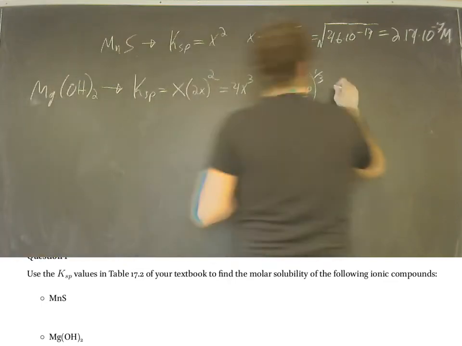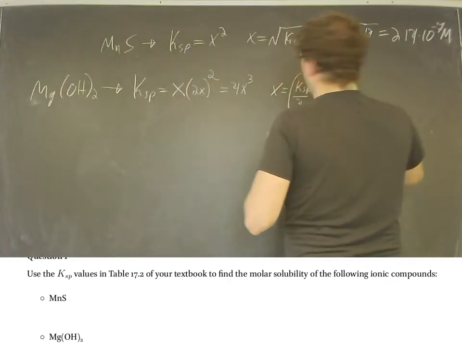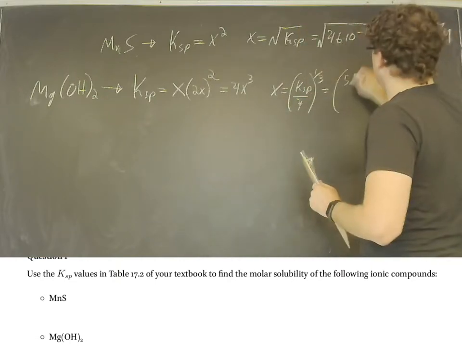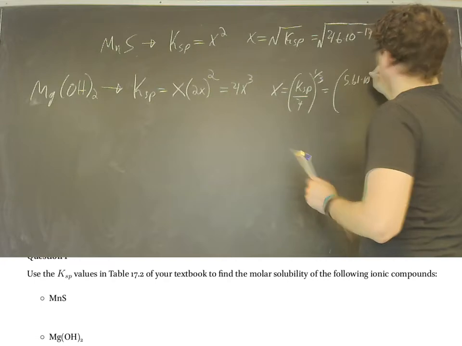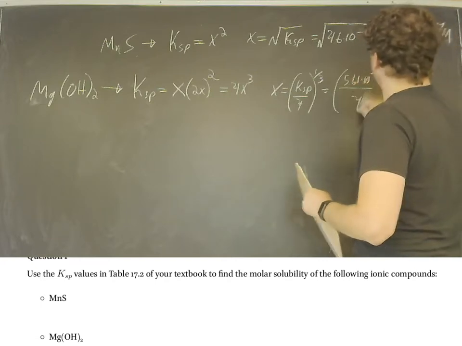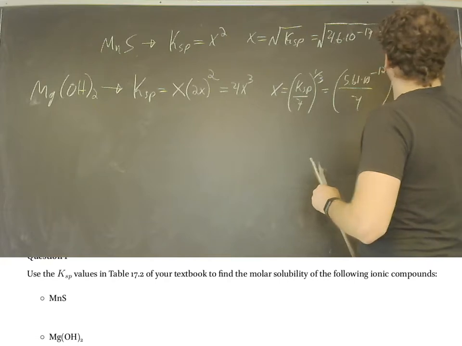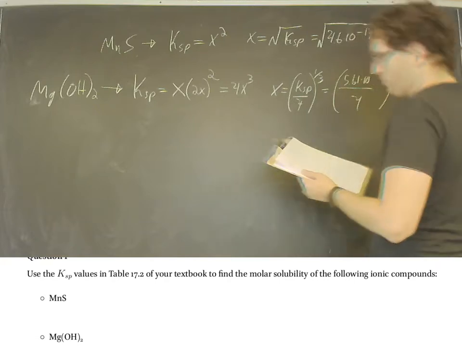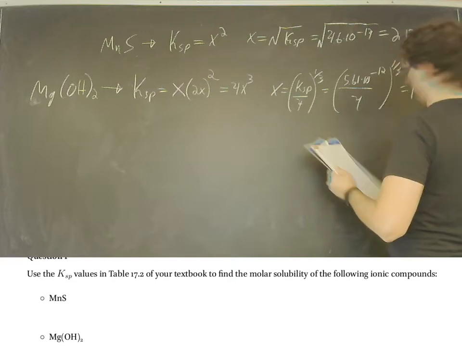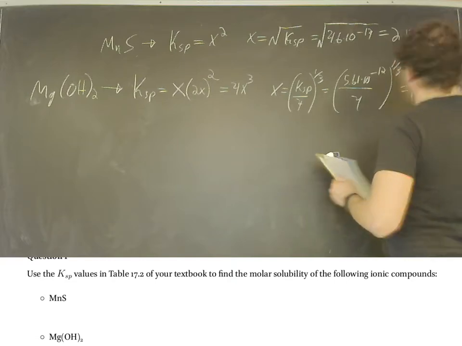The KSP for magnesium hydroxide is 5.61 times 10 to the negative 12th. Divide that by 4, cube root it, and you get 1.12 times 10 to the negative 4th molar.